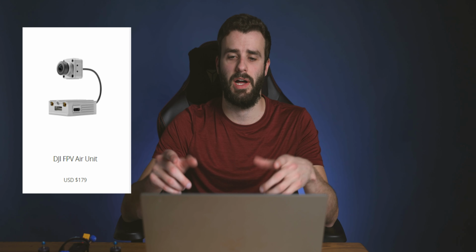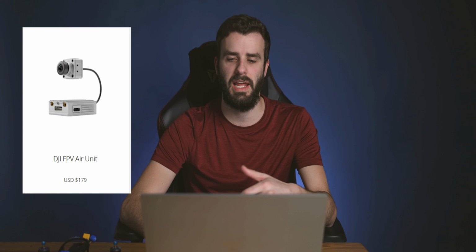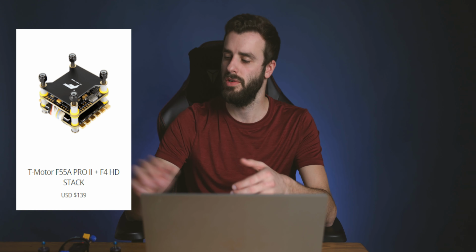The DJI FPV Air Unit, which is the camera module and transmission system, is $180. Then some controllers for the drone itself, flight controllers, etc., the body, and some other miscellaneous items, you're looking at around $1,300 just to build your own drone like this using DJI's system for their headset and their camera.